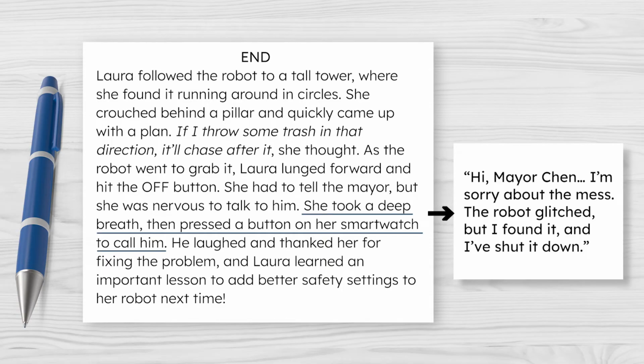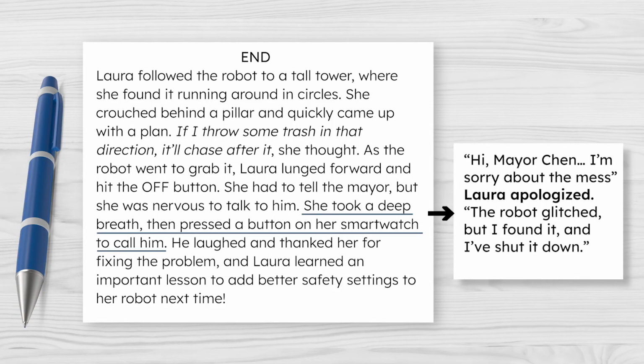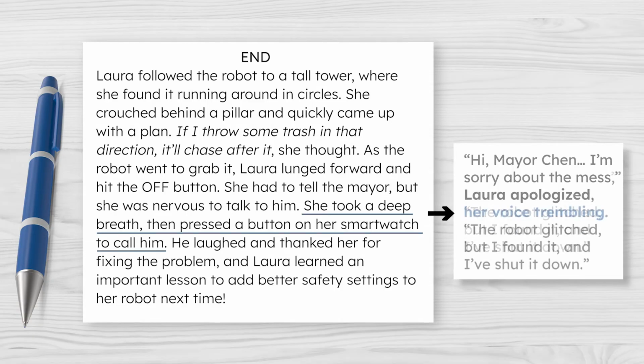Now for the dialogue tag. I'll use "Laura apologized." I think that fits well right after she says sorry, so this time I'll place it in the middle of the dialogue instead of at the end. I'll also add a bit more detail this time to help the reader picture how she's feeling. Here's how it sounds, all put together.